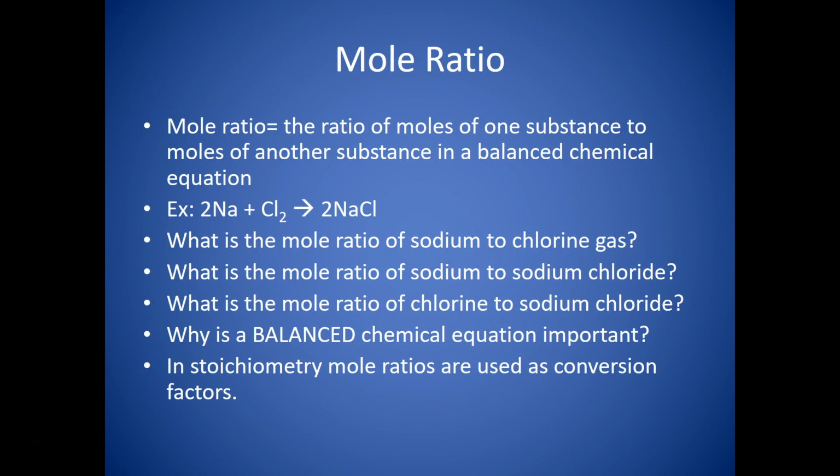So this brings us to something called the mole ratio. The mole ratio is the ratio of moles of one substance to the moles of another substance in a balanced chemical equation. So for example, in the balanced chemical equation, 2Na plus Cl2 produces 2NaCl. So what is the mole ratio of sodium to chlorine gas? Well, it's every 2 moles of sodium to 1 mole of chlorine gas.